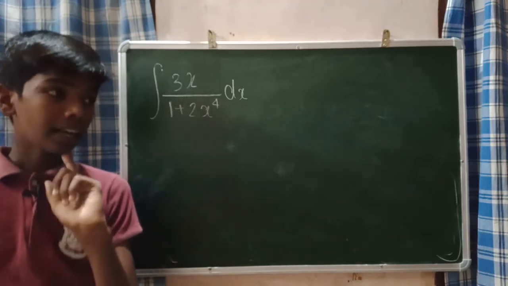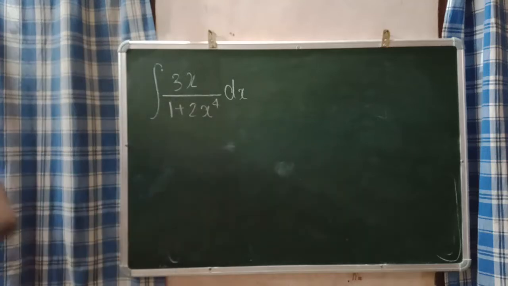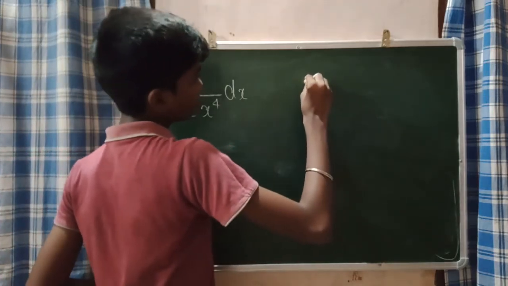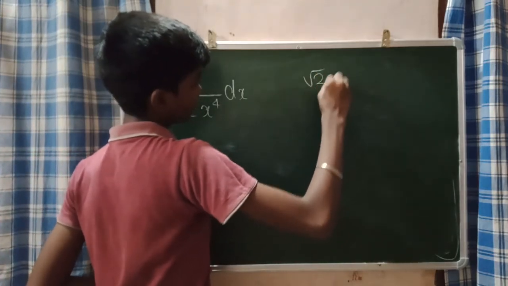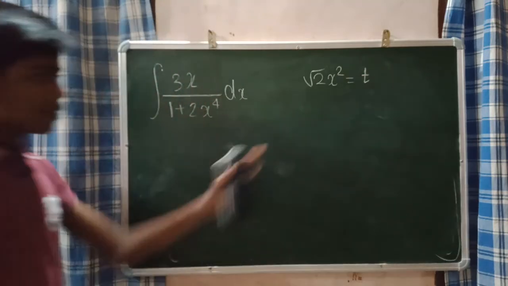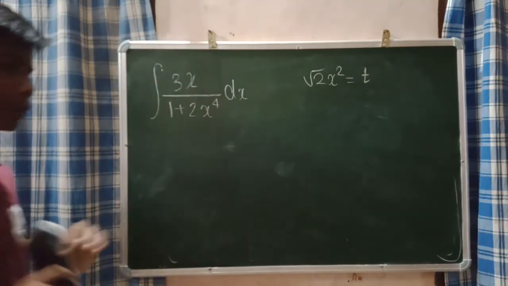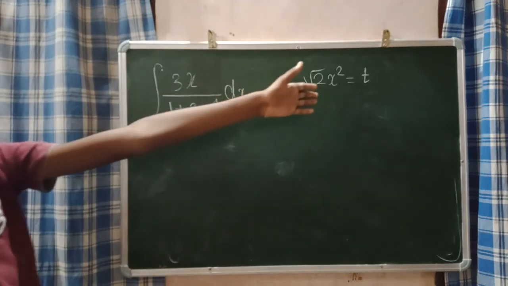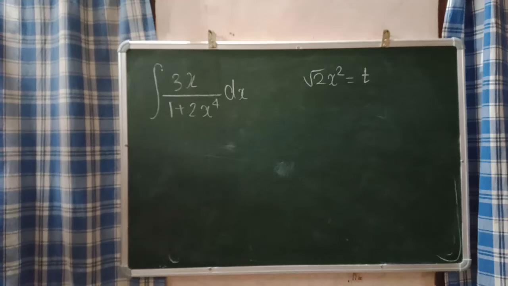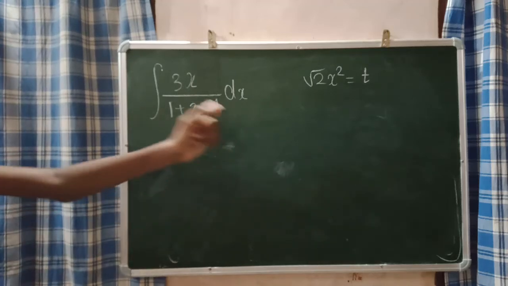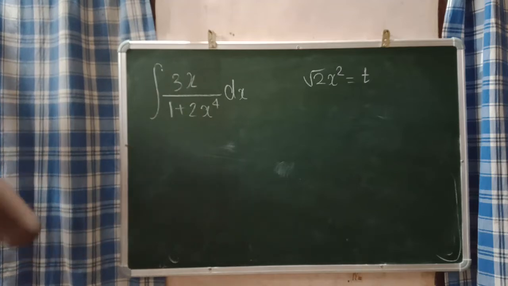Most people don't have an idea of this substitution, because it's that type of substitution. Here I am going to take root 2x square as t. You may think, when you say root 2x square, there is not even a relation with this integral. What, man, what are you saying? That's why I say it's an insane substitution. Root 2x square is not at all related to this integral.